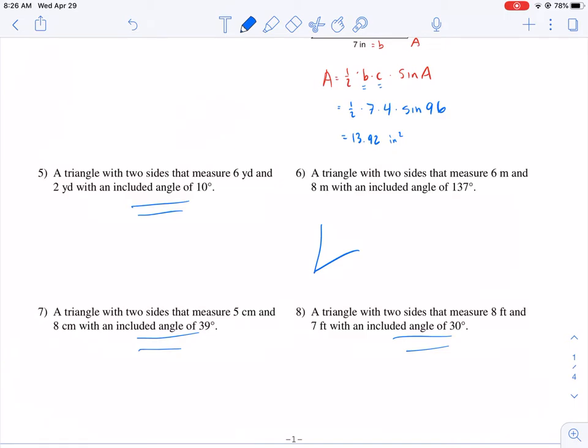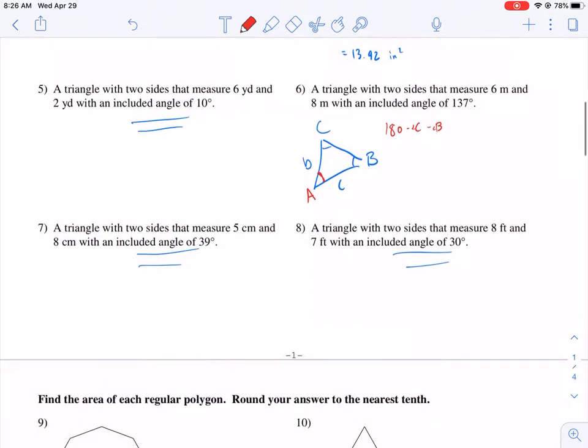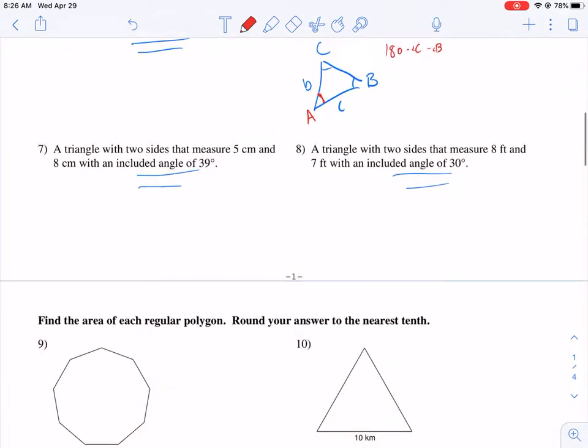So in a case where we're given two sides, let's say this is B and this is C, and we're given two other angles, okay, so we'll call this big C and big B, we would need to find angle A first before proceeding to find the area of the triangle. You would do that by 180 minus C minus B, angle C minus angle B. So that's just a heads up. None of these problems are like that, but you may see that in the future.